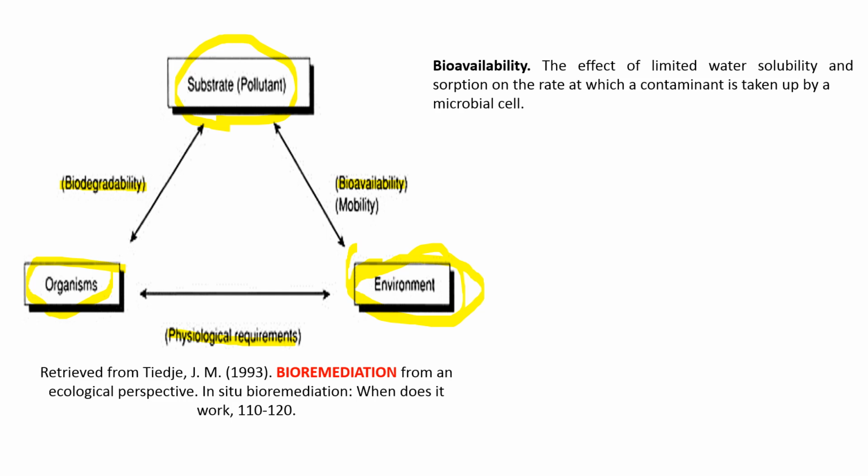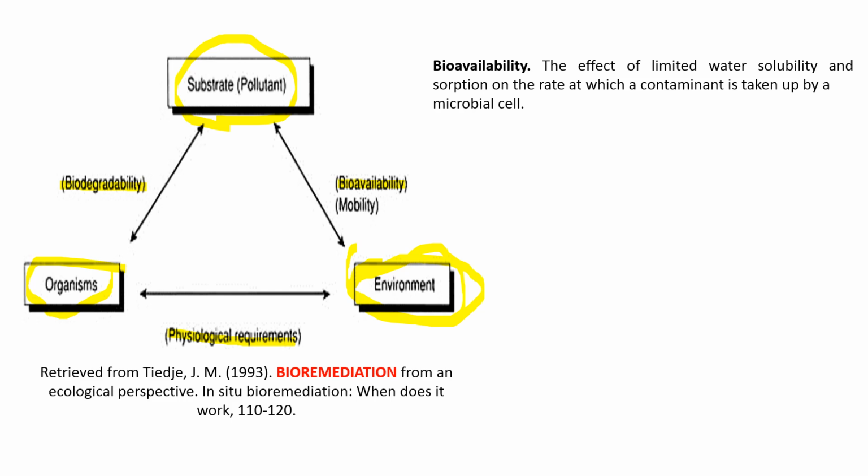So bioavailability, as the word says, is how much of this pollutant is available in the environment to a particular cell. And it depends on the water content of the resource. So whether the contaminant is dissolved in water or precipitated in water, whether it is present in soil, whether it is present as an ore, or whether it is present in solid phase, liquid phase, or gaseous phase. So that decides how much of the pollutant is readily available for biodegradation.